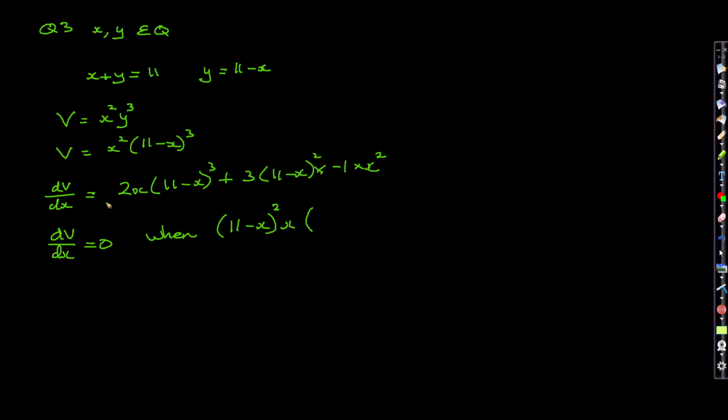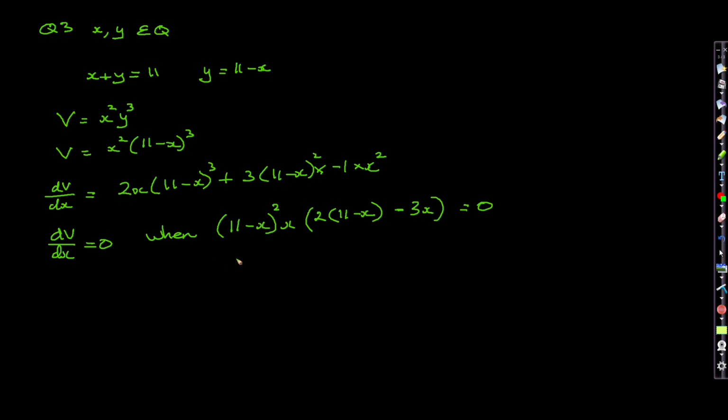So what would we get? We're going to have 2 times (11 minus x), and what would this be? This will be minus 3x. Just double checking there. Yep, that looks okay to me. Alright, so when will that equal 0?